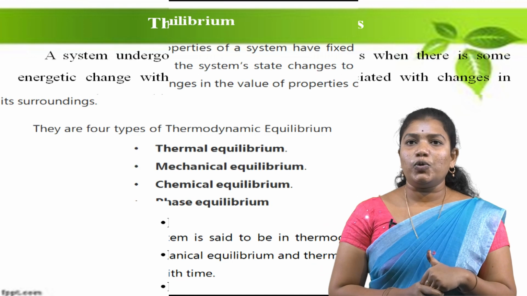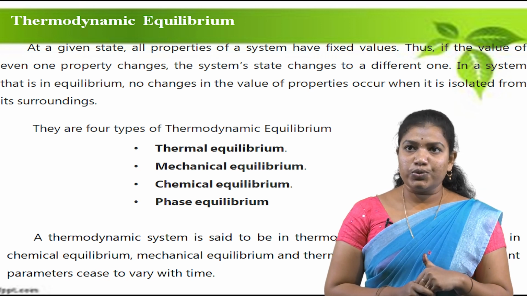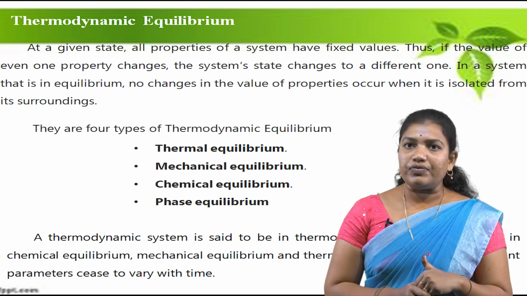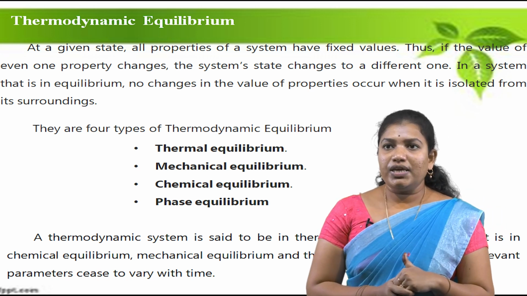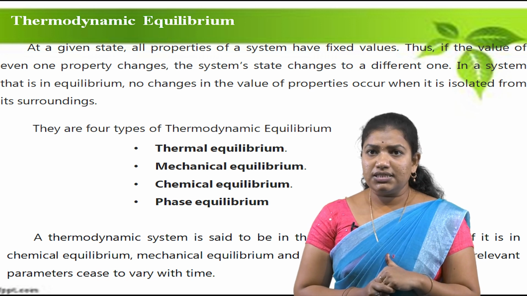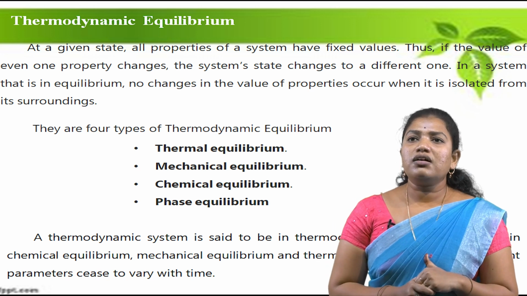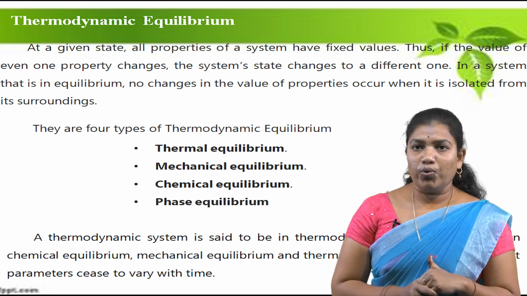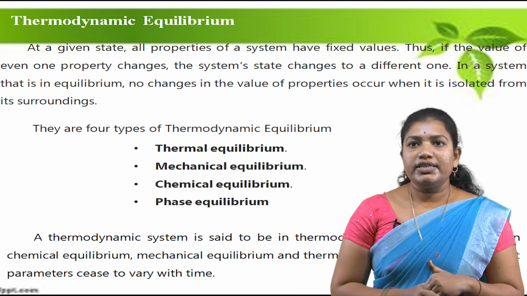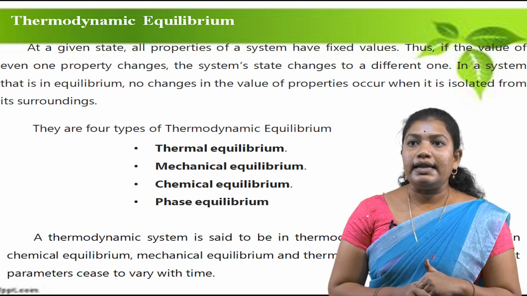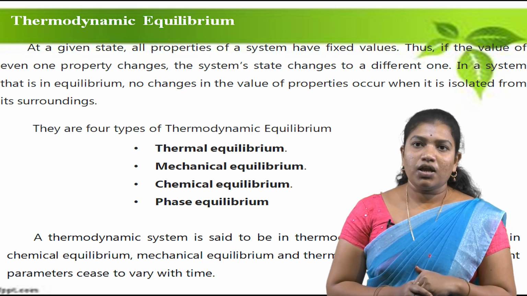Next, thermodynamic equilibrium. At a given state, all properties of a system have fixed values. Thus, if the value of even one property changes, the system state changes to a different one. In a system that is in equilibrium, no changes in the values of properties occur when it is isolated from its surroundings. There are four types of thermodynamic equilibrium. When the temperature is the same throughout the entire system, we consider the system to be in thermal equilibrium.